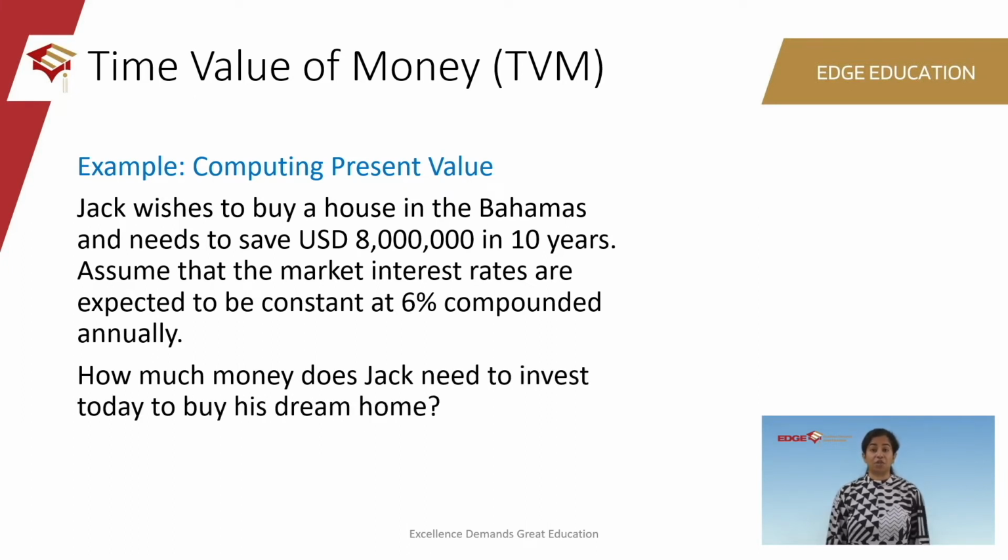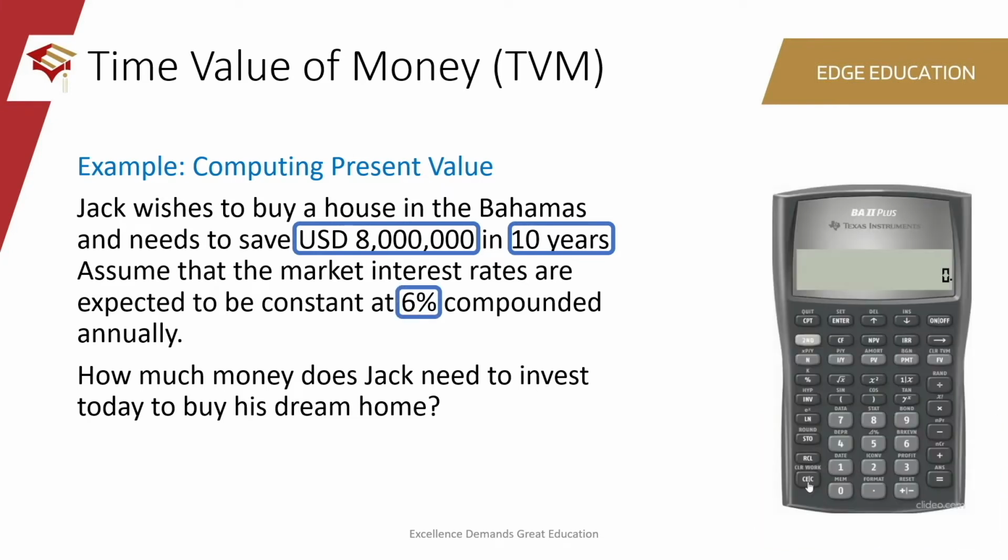Before we begin with such a question, it's very important to gather all the information that we'll be needing to enter into the calculator. For example, 8 million is the amount of money Jack needs in the future to buy his house. 10 years is the time Jack has to save up money. 6% is the rate of interest that Jack can earn on his funds. Now that we have all of this information, we're ready to key it into the calculator.